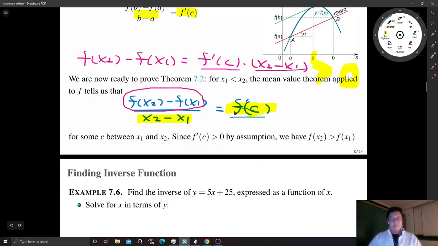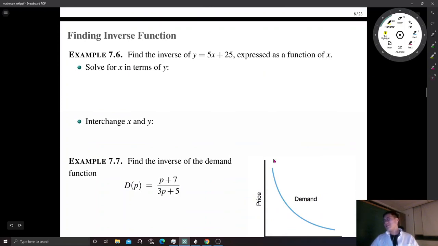So since f prime is positive by assumption, we must have f of x2 higher than f of x1, meaning that whenever the derivative is positive, the function is increasing. So why did I do this? Because the first derivative test, the sign of the derivative, tells us whether the function is increasing or decreasing. So it tells us whether the original function has the inverse function or not. So I took a wide detour to get back to our original topic, how to take the derivative of the inverse function.